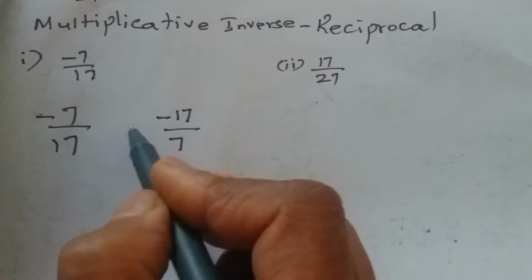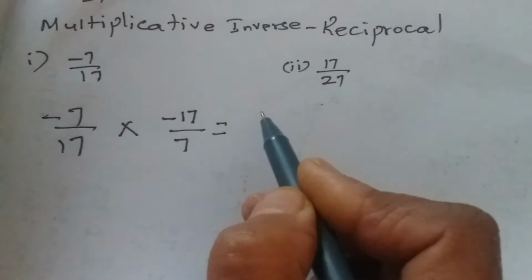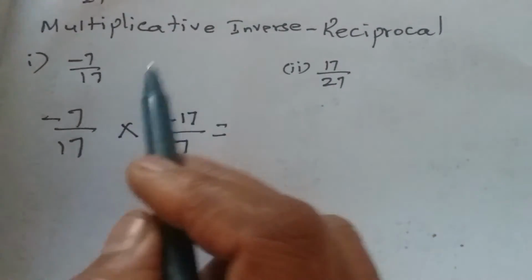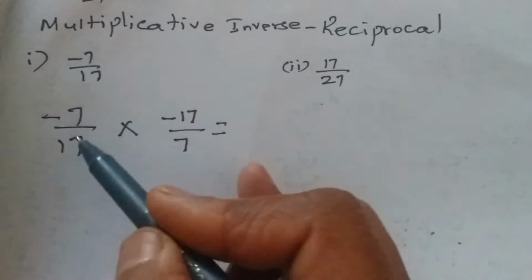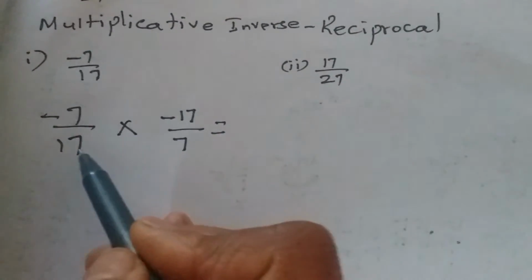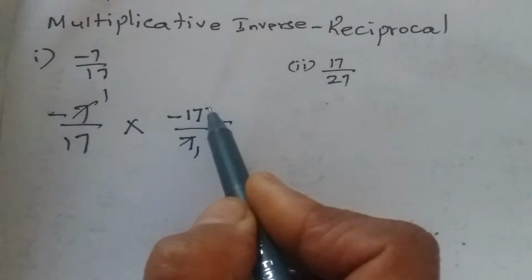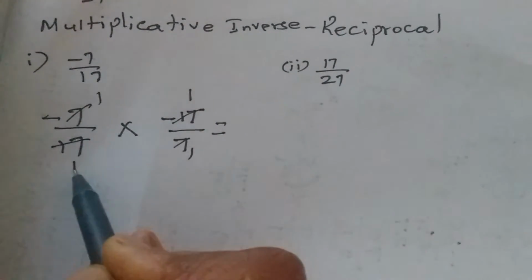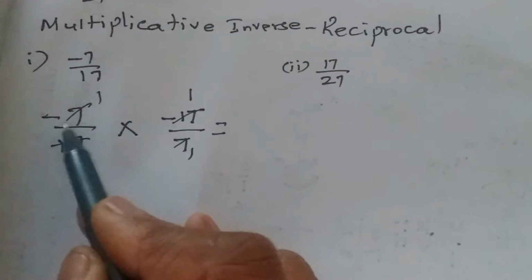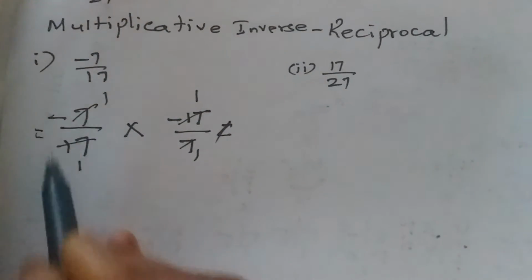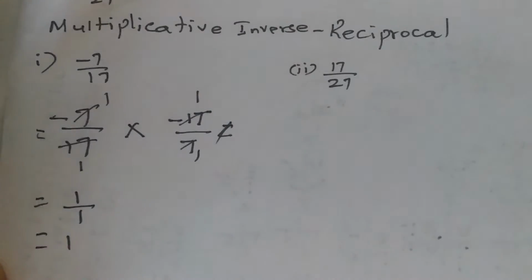Then how to check the property? When you multiply them, your answer should be 1, which is the identity element of multiplication. When you're checking for addition, the answer should be 0. When you're checking for multiplication, the answer should be 1. Now it is multiplication. We can cancel: 7 ones are 7, 7 ones are 7, and 17 ones are 17, 17 ones are 17. Two same numbers cancel. Multiply the signs: minus into minus is plus. 1 by 1, and 1 into 1 is 1.